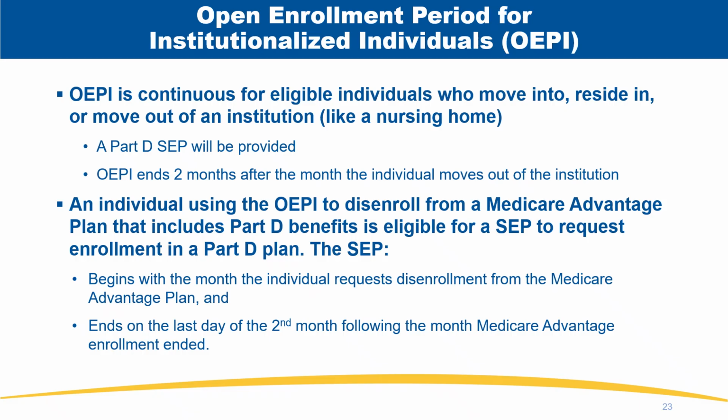An individual using the OEPI to disenroll from a Medicare Advantage plan that includes Part D benefits is eligible for a special enrollment period to request enrollment in a Part D plan. The SEP begins with the month the individual requests disenrollment from the Medicare Advantage plan and ends on the last day of the second month following the month Medicare Advantage enrollment ended. This period is specifically designated for those living in a nursing home or nursing home-like institution. This differs from those who live in the community.